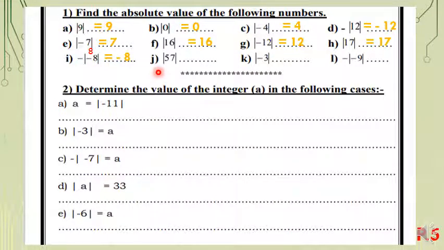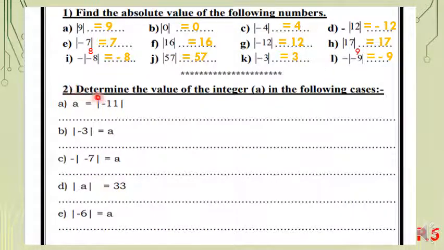Letter J, absolute value of 57 equals 57. K, absolute value of negative 3 equals 3. And L, negative, absolute value of negative 9. What is the absolute value of negative 9? 9. And I have this negative outside. I'm going to keep it in my answer. So my final will be negative 9.